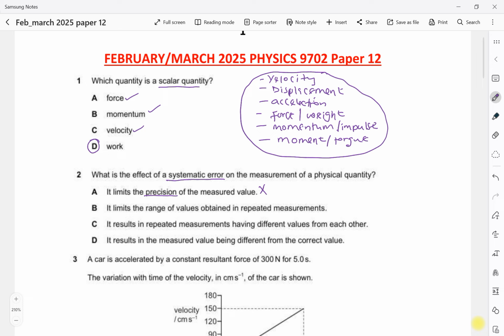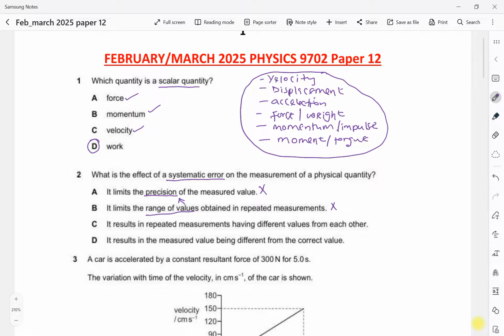It limits the range of values obtained in repeated measurements. Of course, the range of values relates to the precision. High precision means a narrow range of values. Low precision means a wider range. So this one relates to the first answer, so this is not correct.